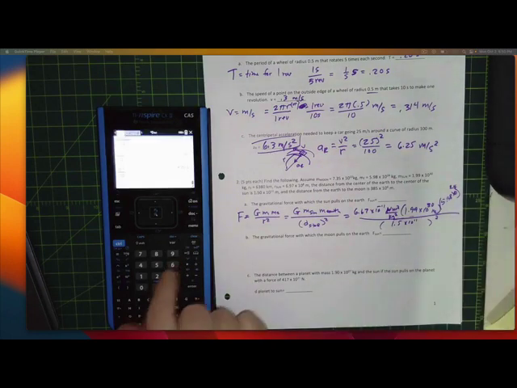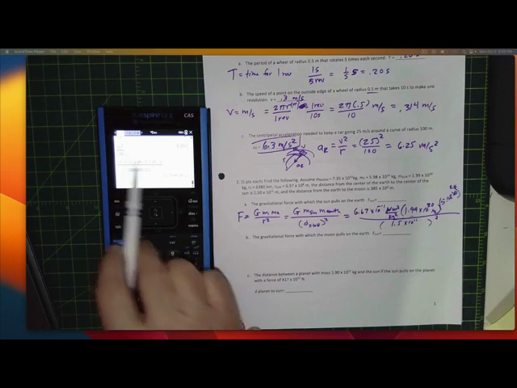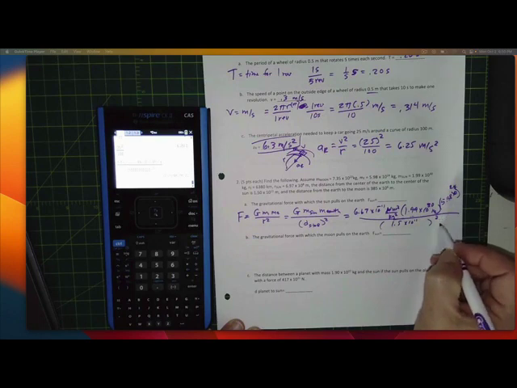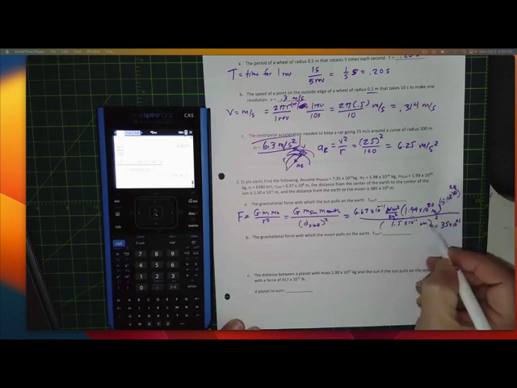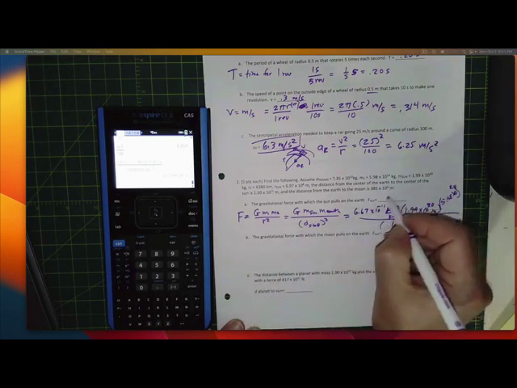All right, so plug that all in. 6.67 times 10 to the negative 11 times 1.99 times 10 to the 30 times 5.98 times 10 to the 24, and all that divided by 1.5 times 10 to the 11 squared. I put it in the right form there, so that's good. So we end up with 35 times 10 to the 21. Everything was in kilograms, meters, the correct units, so this should come out to be newtons. So 35 times 10 to the 21 newtons.